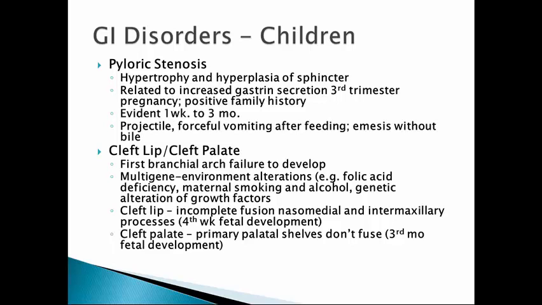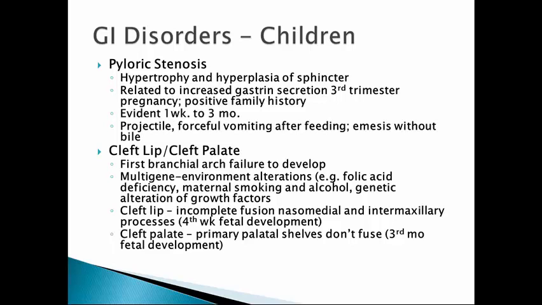A second disorder that you'll see in children and not adults is cleft lip and cleft palate. What happens in cleft lip and cleft palate is the first branchial arch fails to develop completely during intrauterine life. And this occurs fairly early in intrauterine life, because this branchial arch is what develops and forms the pharyngeal arches of the mouth. There are suggestions that there are multiple gene and environmental alterations, so this could be a result of folic acid deficiency. It has been related to maternal smoking and maternal alcohol intake, as well as potential genetic alterations of some of the growth factors that are needed in order for the lip and the palate to fuse.